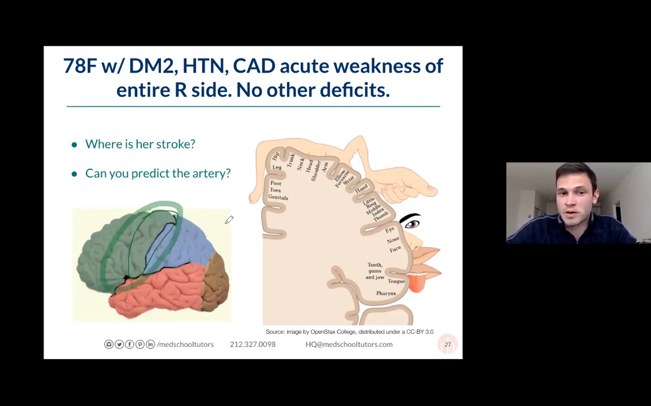She has no speech and language problems. So that actually probably tells you that it's not the MCA, right? It's not the motor cortex. So that's a helpful clue. So start to pay attention to what patients don't have.